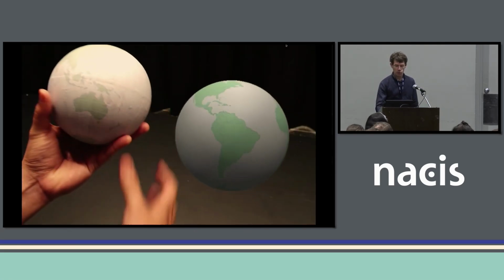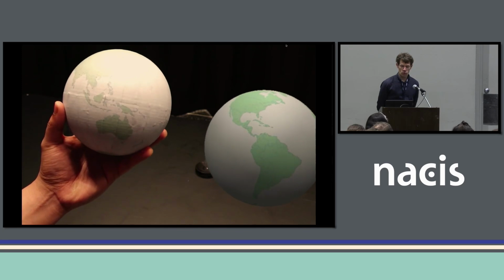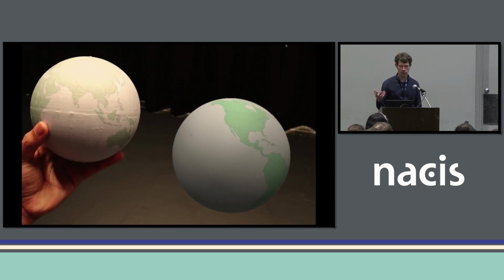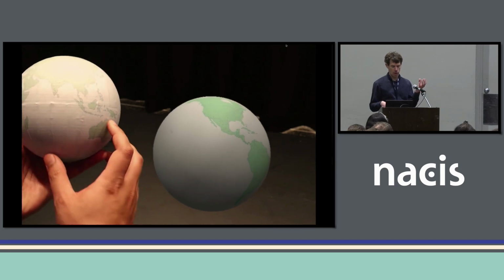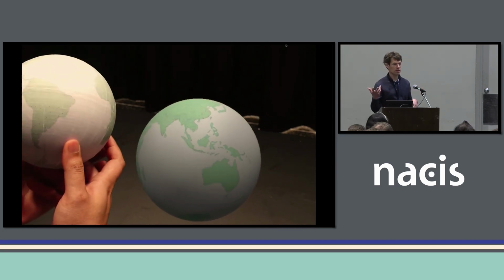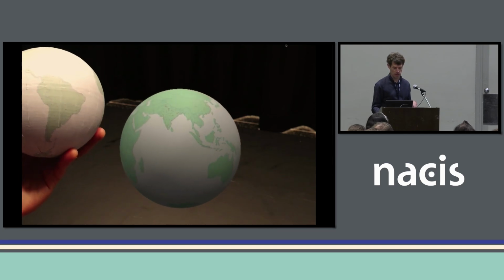We can do the same for a virtual globe here. On the left side, we have a physical globe. On the right side, we have the virtual globe. And as he rotates the physical globe, the virtual globe shows the opposite hemisphere, such that we can see the entire globe.